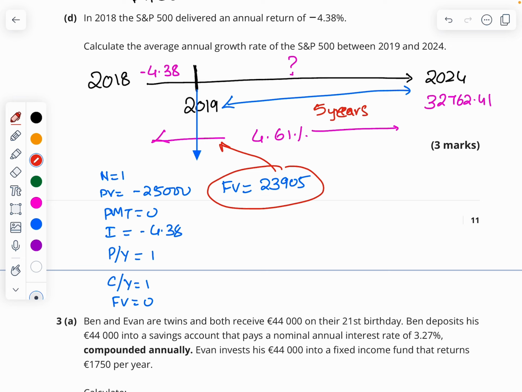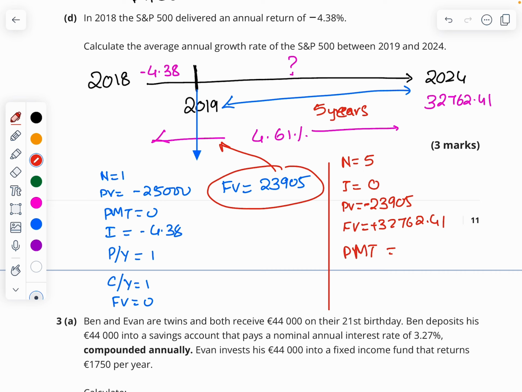So for the remaining 5 years period, N equals 5. Then interest rate we have to calculate. Then present value will be 23,905. Then future value is going to be 32,762.41. So this is minus, so it is plus. Then PMT equals 0, P/Y equals 1, C/Y equals 1. Use that one, you should be able to get the value of interest rate as 6.51%.